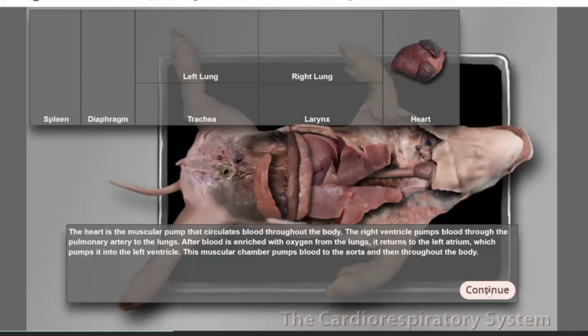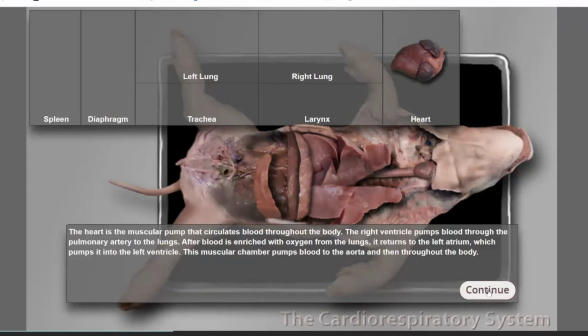The right ventricle contracts, and through the pulmonary arteries, that blood goes to the lungs where it picks up oxygen, and returns to the left atrium via the pulmonary veins. The left atrium contracts, pushes blood to the left ventricle, and then the left ventricle contracts and pushes blood out via the aorta to your whole body.